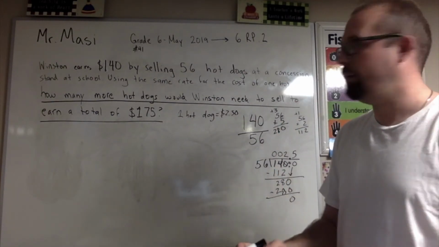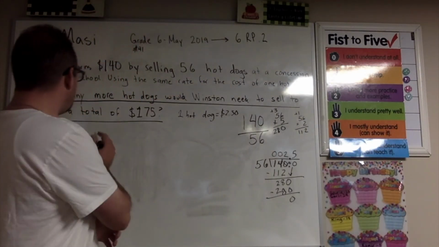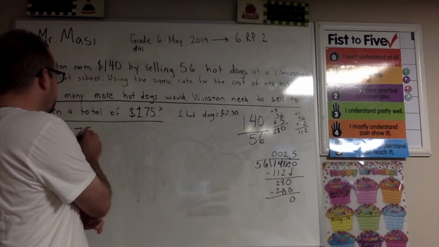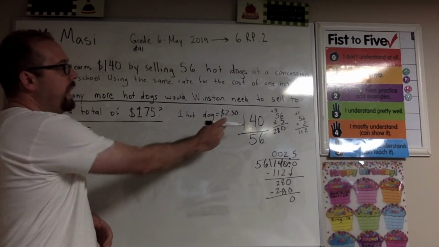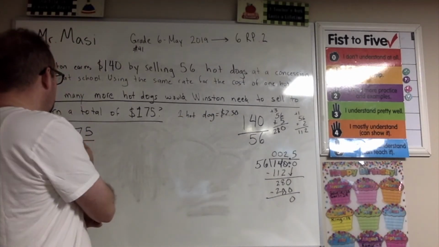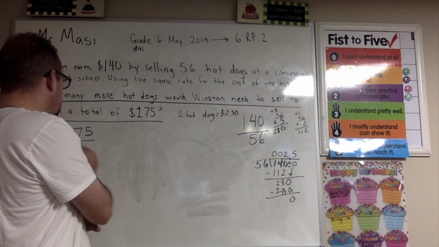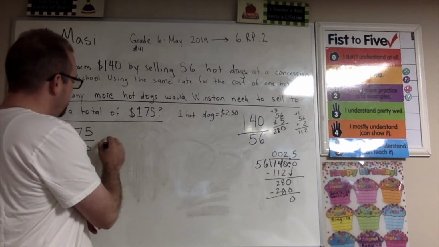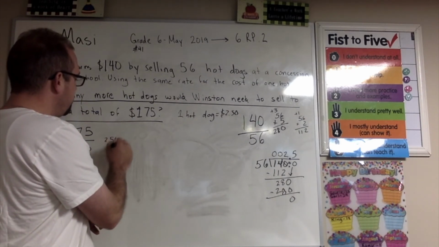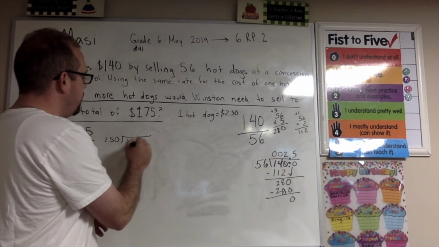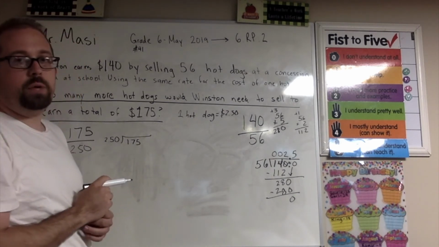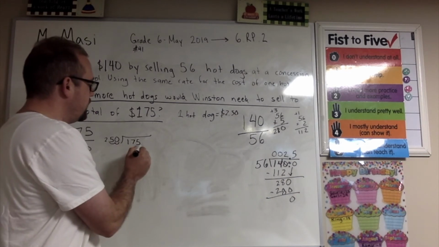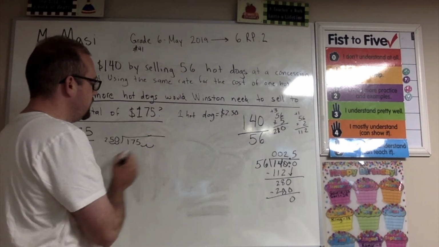Now I need to figure out, if I earn a total of $175, how many hot dogs did I actually sell? So let's do that over here. So I'll do 175 divided by how much each hot dog is, which is $2.50. Then I do my division. $2.50 into 175. And as you know, we cannot divide with a decimal in our divisor. So boom, boom, move it twice. Boom, boom, move it twice.